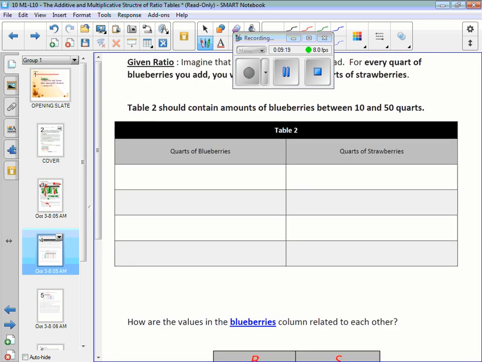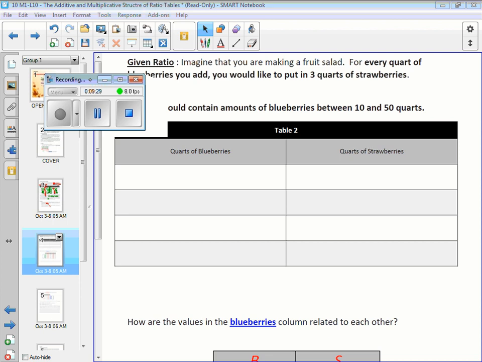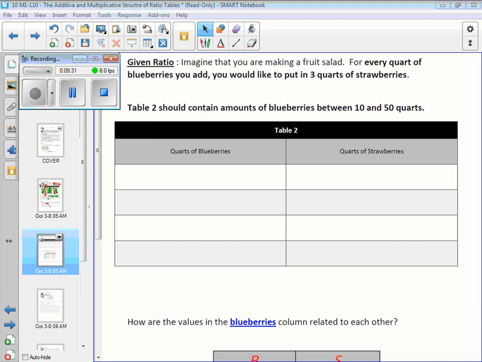Okay, go to this page. We're going to kind of do this together because of time. All right, let's look at the given ratio. Imagine that you're making a fruit salad again. For every quart of blueberries you add, you would like to put in 3 quarts of strawberries. What is our given ratio? Yeah, it's still the same. It's still 1 to 3. So far, it looks like table 1, but look at the directions this time.